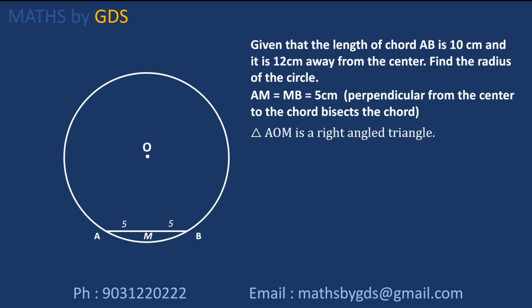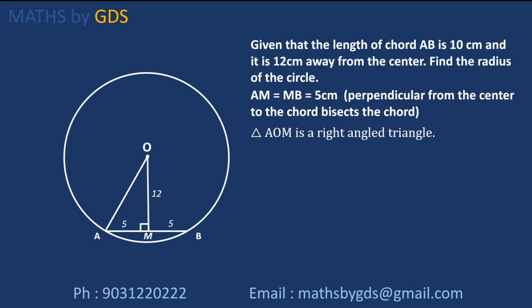AM and MB are equal, 5 centimeters and 5 centimeters. Why? Because AB altogether was 10 centimeters. Since M is the midpoint, M will divide AB into two equal halves of 5 centimeters. Now we have the distance of the chord from the center, which is OM. It is 12 centimeters.